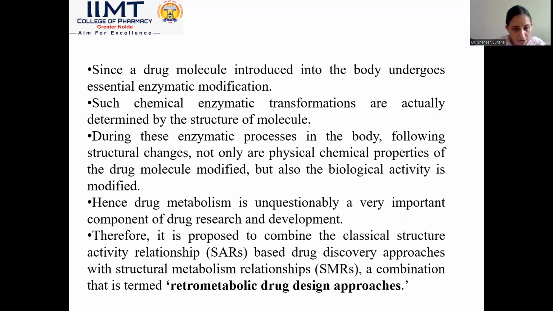In drug metabolism, it is unquestionable. It is very important. When you are designing a drug delivery system, you have to take drug metabolism into consideration. Then you can design an appropriate drug delivery system on the basis of its SAR. Now, the relationship between the SAR and SMR, structure activity relationship and structure metabolism relationship, is known as retro-metabolic drug design application.